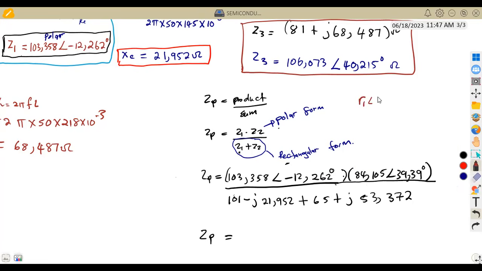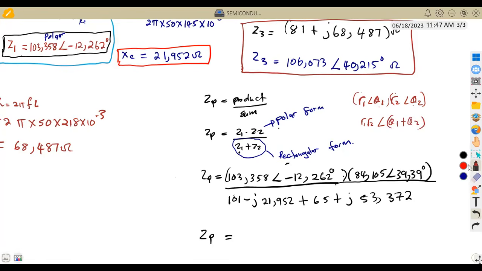If you multiply R1 angle theta 1 by R2 angle theta 2, I'm going to have a separate video on working with complex numbers so that you understand the basics. If you multiply in polar form like this, you simply multiply the resultants together, that is R1 times R2. Then the angles, you add them, that's theta 1 plus theta 2.